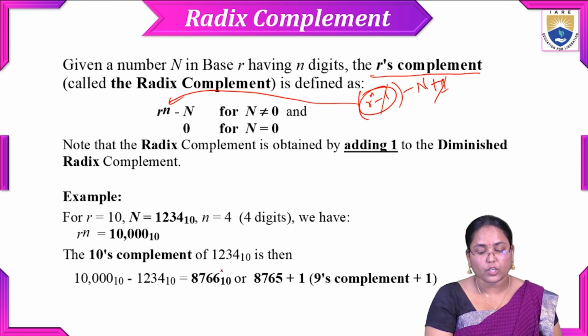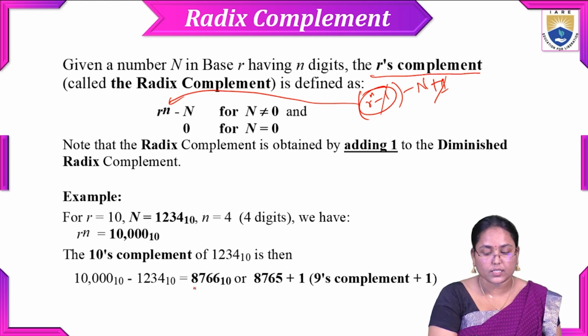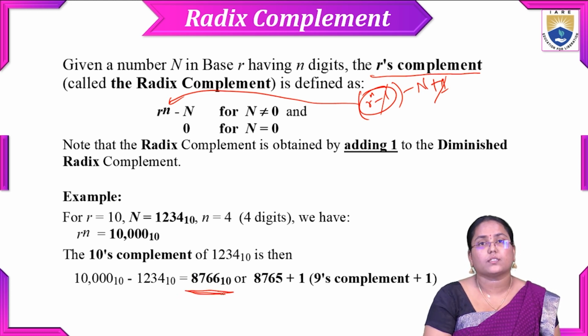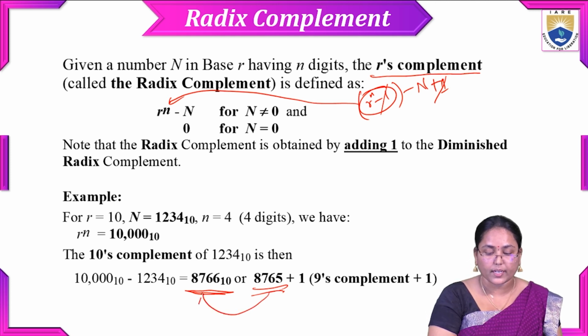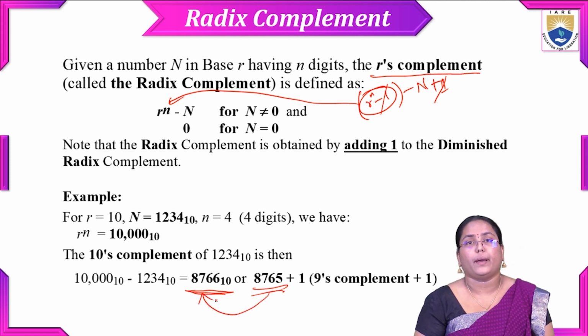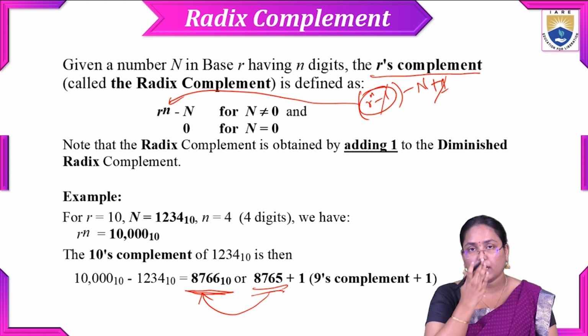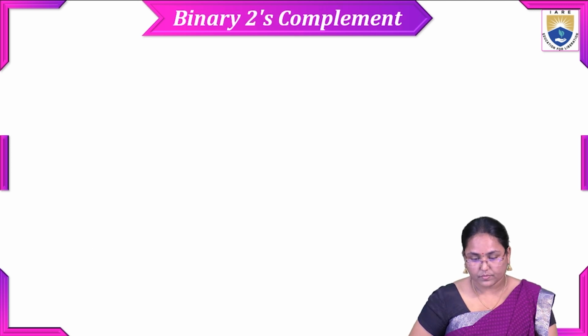So, the 10's complement of 1, 2, 3, 4 to the base 10 is then given by 10,000 minus 1, 2, 3, 4, which is 8,766. This is the r's complement, that is the 10's complement of 1, 2, 3, 4. Previously, the 9's complement was 8,765. So, plus 1, if I add it, I get this particular 8,766 back. So, this is nothing but the radix complement.